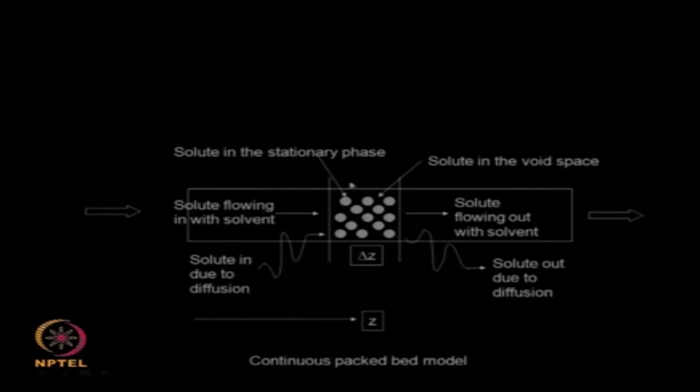Okay. So the buildup of concentration of a solute in this region will be equal to the solute flowing in through the solvent, solute flowing in because of diffusion, minus solute flowing out with the solvent, minus solute flowing out due to diffusion. So if you are interested in using a packed bed type of approach, then this is how you do the modeling. So what terms will come? Flow rates will come into picture, diffusion coefficient will come into picture.